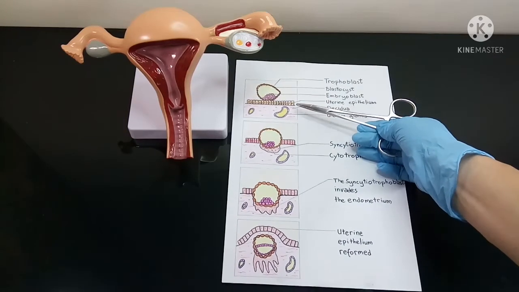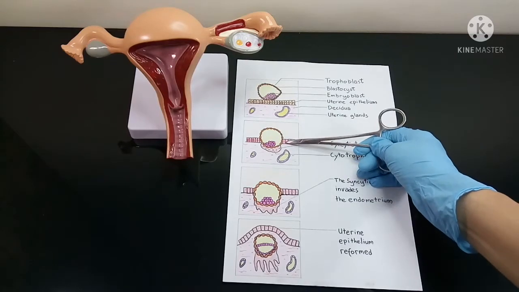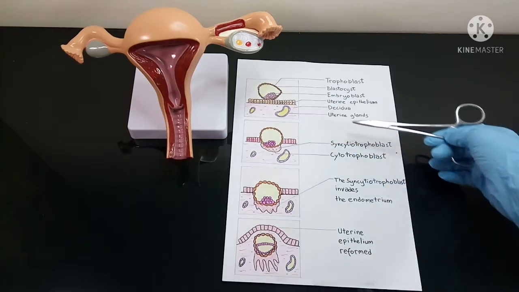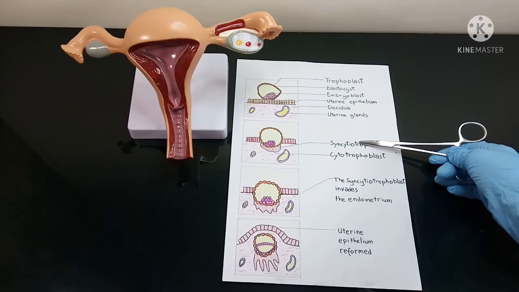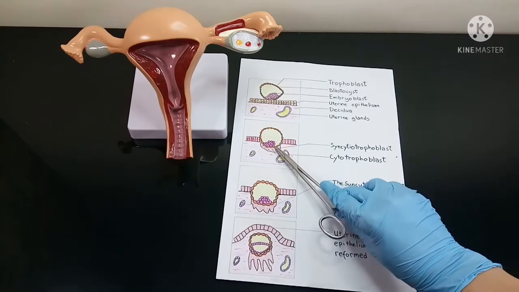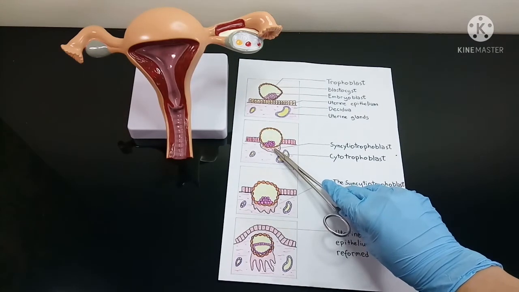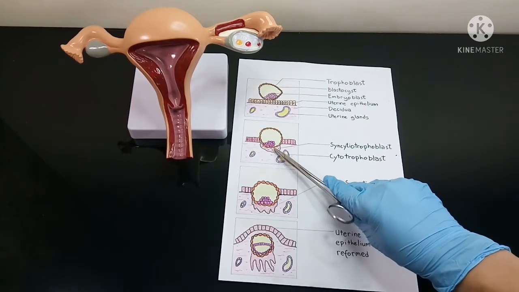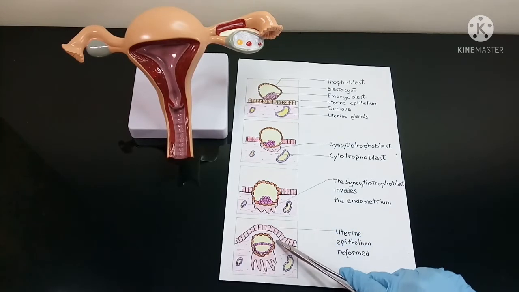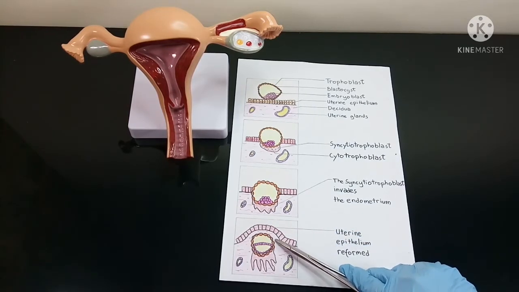The trophoblast sticks to the uterine endometrium, and the cells of the trophoblast divide mitotically and form new cells called syncytiotrophoblasts. The syncytiotrophoblast invades the endometrium with the help of proteolytic enzymes secreted by its cells. The blastocyst goes deeper and deeper until it completely lies within the endometrium, which is known as interstitial implantation.